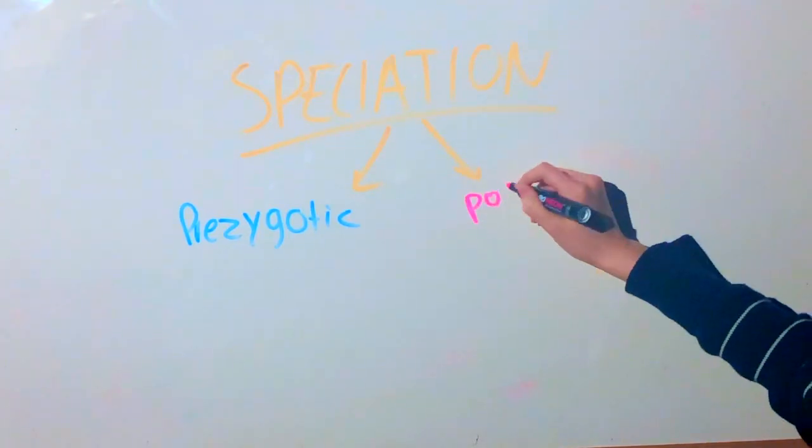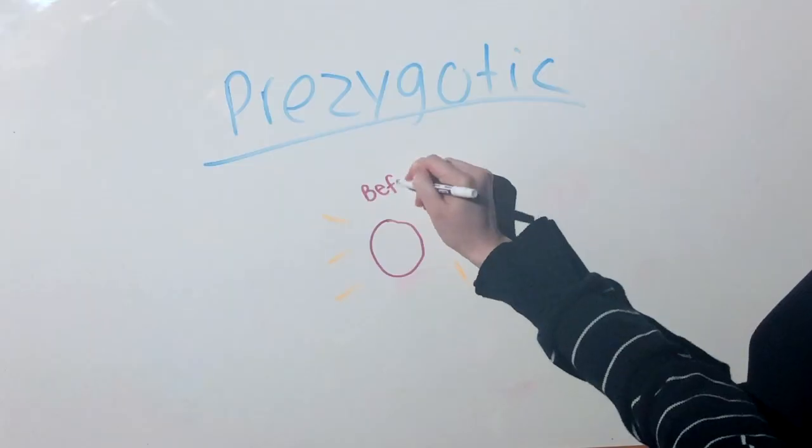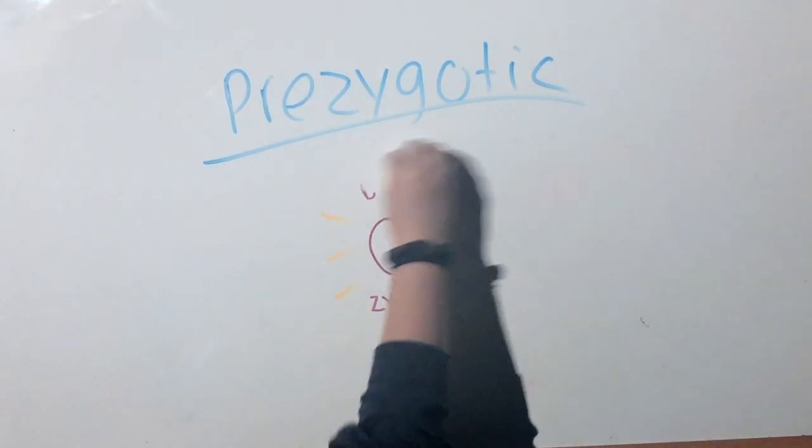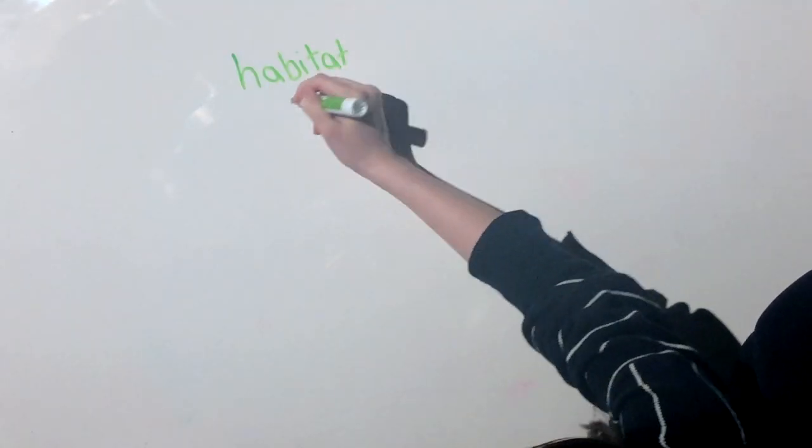Speciation can basically be broken down into two types, prezygotic barriers and postzygotic barriers. Prezygotic is a barrier that happens before fertilization, and postzygotic is a barrier that happens after fertilization. So, one example of a prezygotic barrier includes habitat isolation.